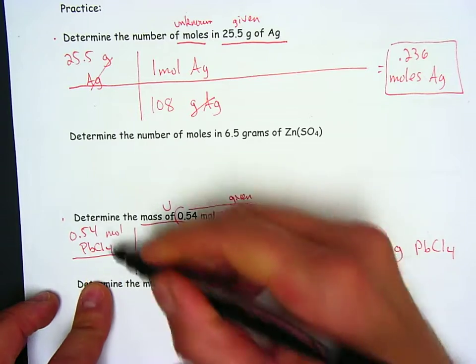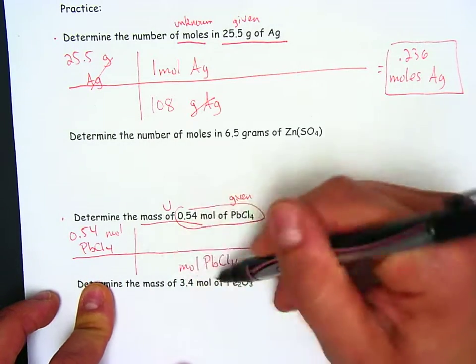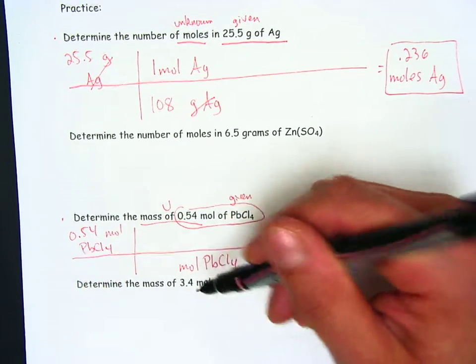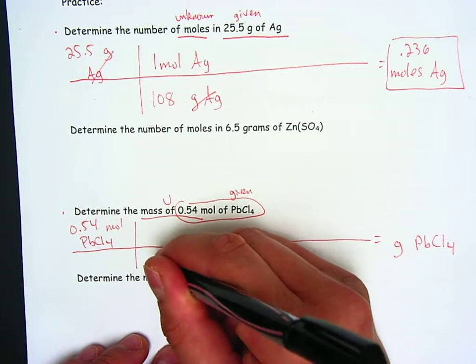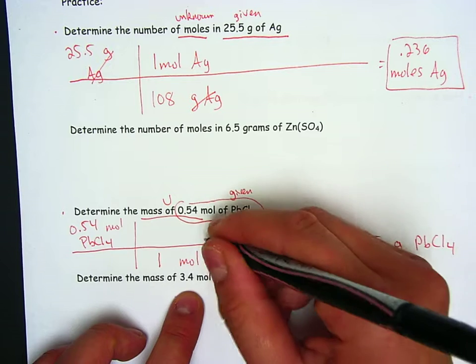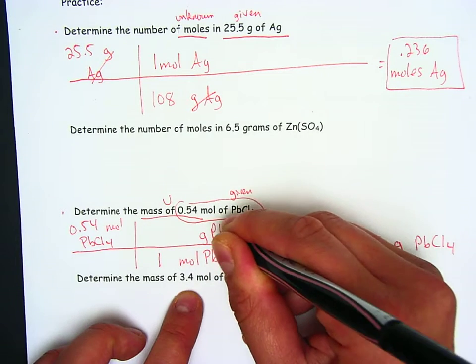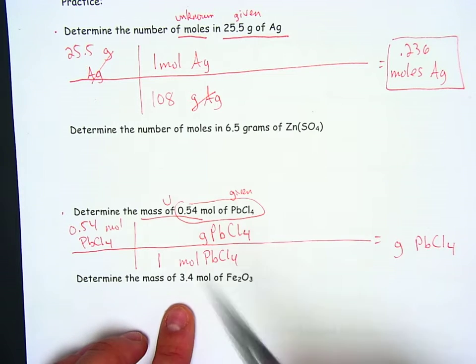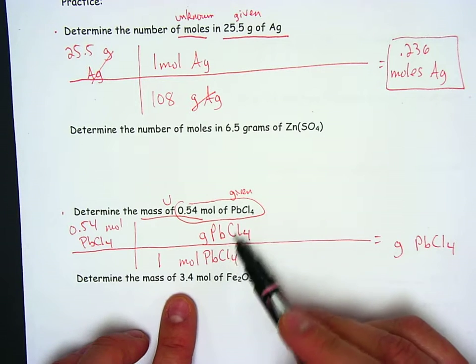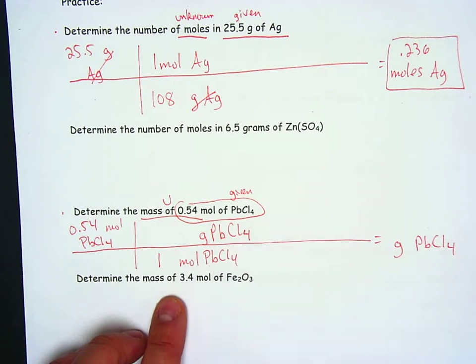So you're always going to see this pattern of the same unit diagonal is going to match. If it doesn't match, it means you set the problem up incorrectly. So we're 1 mole PbCl4. We're going to put the grams of PbCl4 on the top. Now this one's not as easy as the previous one because we have a compound here where we have to calculate the total mass of this whole thing.